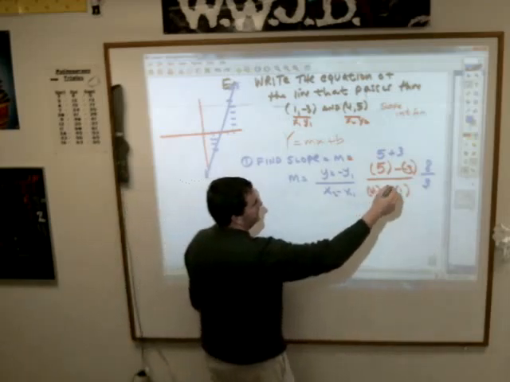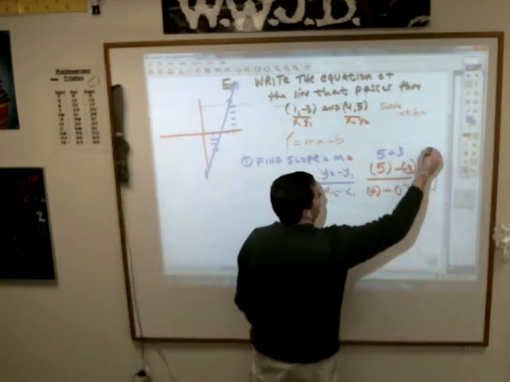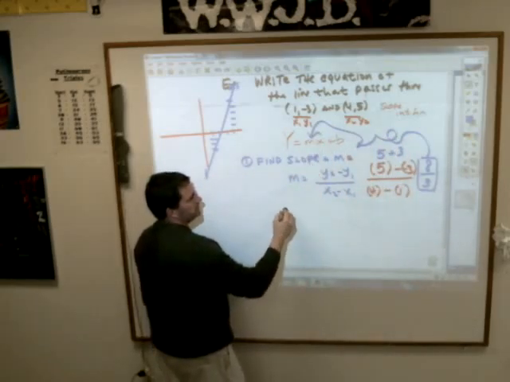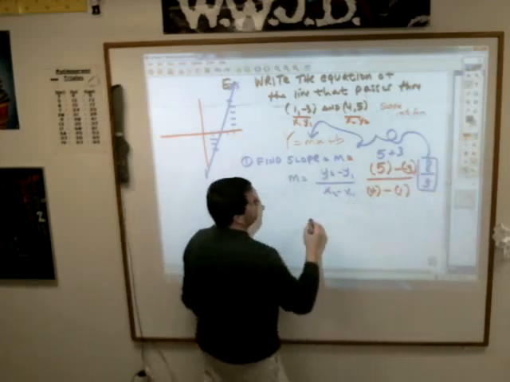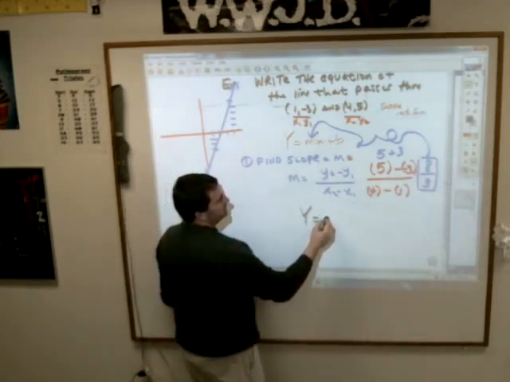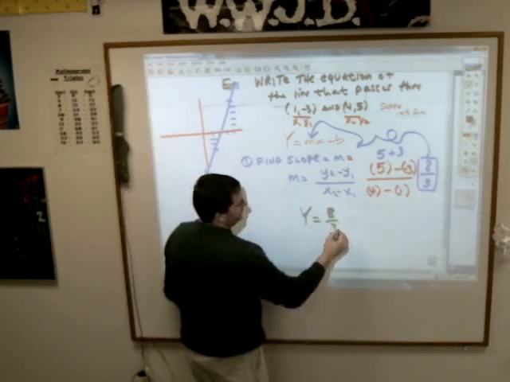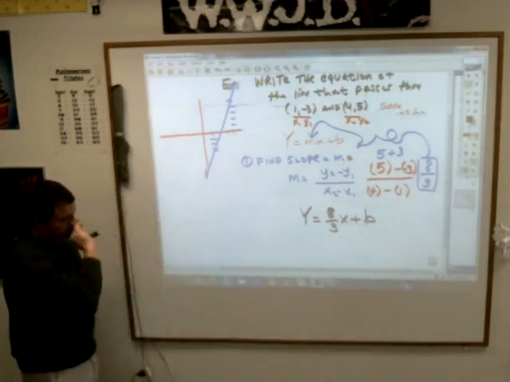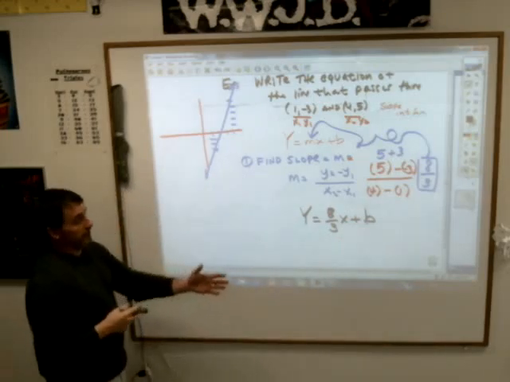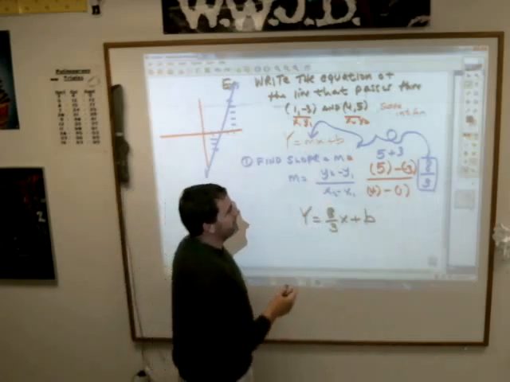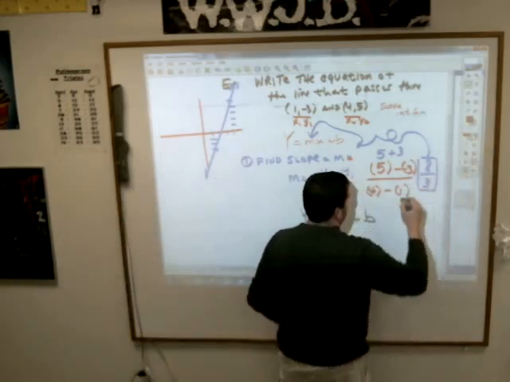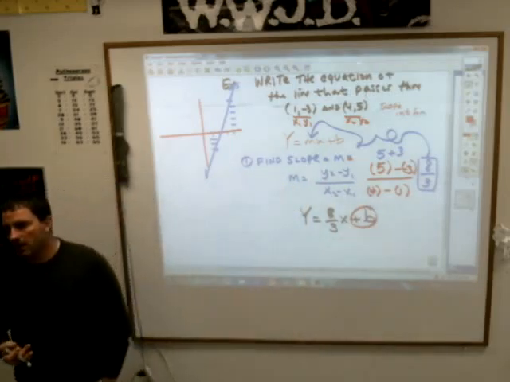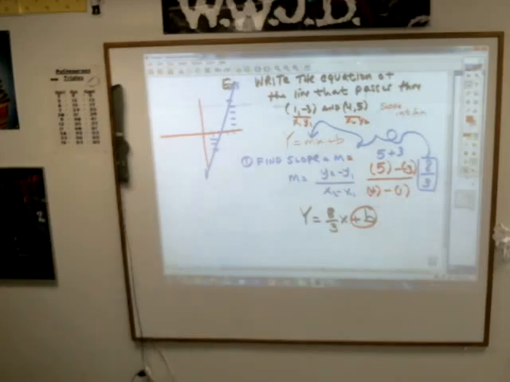So now I know this goes in for my letter M right here. Now my equation looks like this: y equals 8/3 x plus b, because the letter M, the slope, is that letter M there. Now I just need to figure out what my letter b is going to be. That's where it crosses the y-axis.